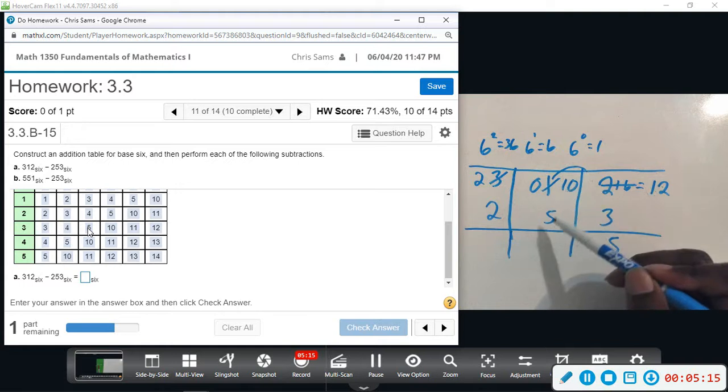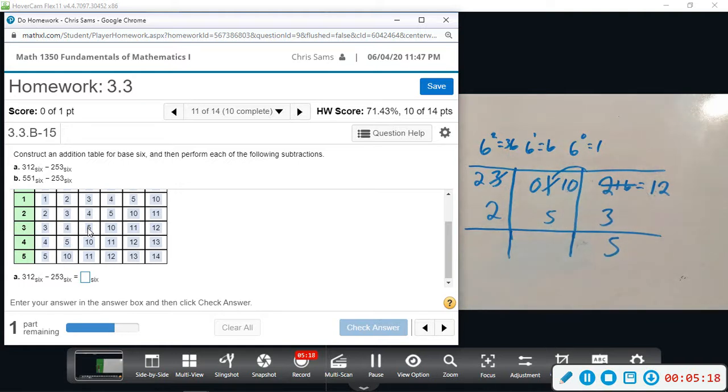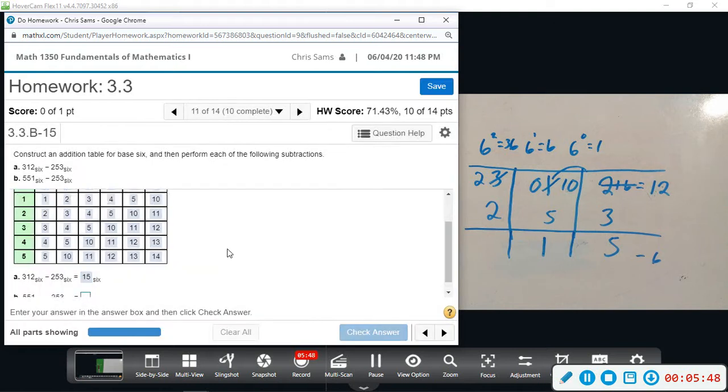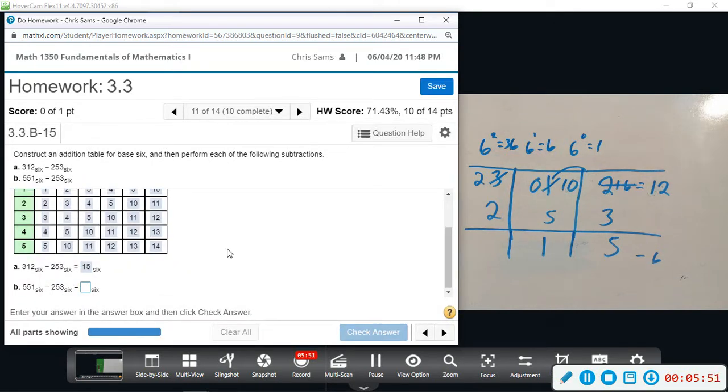Now here this is 10 in base 6, and we're going to take away 5. So you're going to pick any row or column that has 10 and count back 5. So 1, 2, 3, 4, 5. That will leave us with 1 in this column, and then 2 minus 2 is 0. So for this problem, we're left with 15 in base 6. Okay, so that's how this table is used in the event that you want to use it.